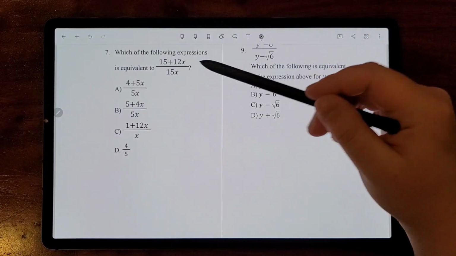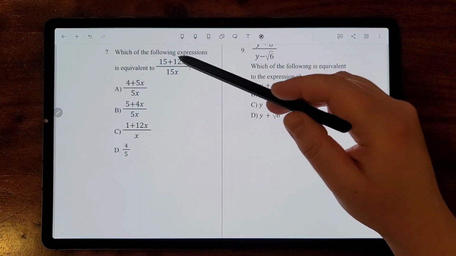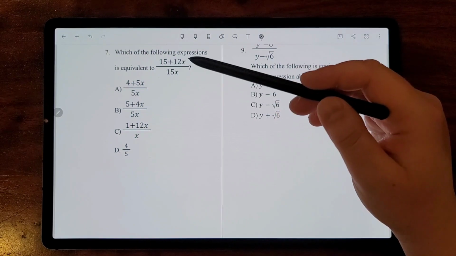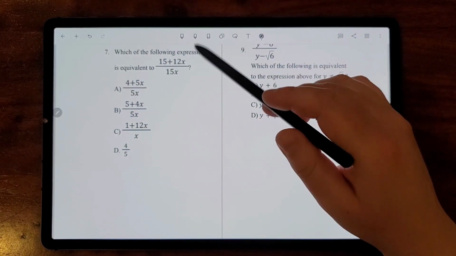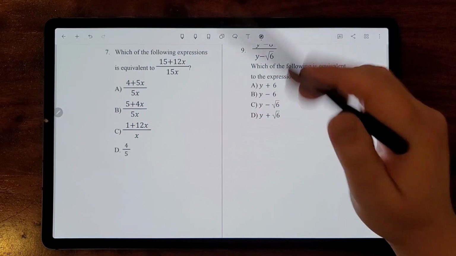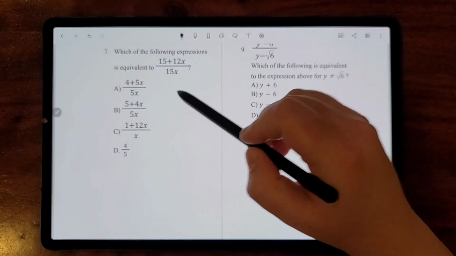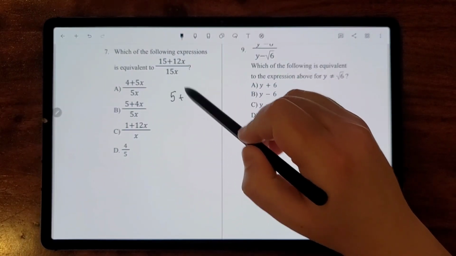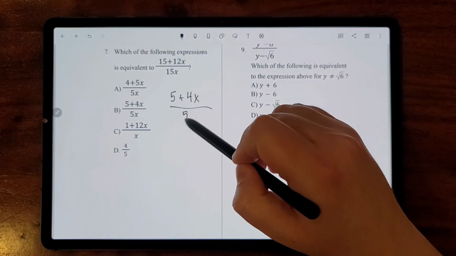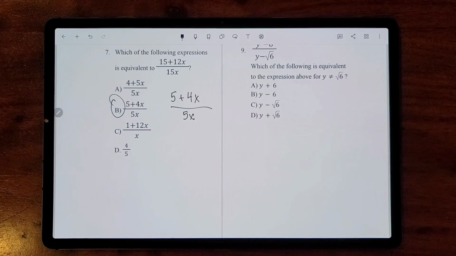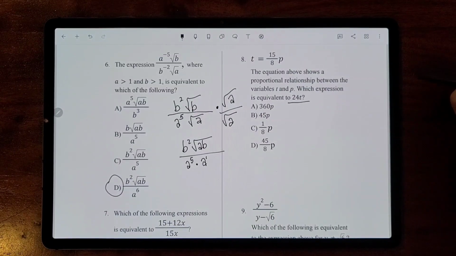Now for this next one, I'm gonna ask myself, what is the greatest common factor between all of these terms? So the greatest common factor between all of these terms is going to be 3. So I can divide the top and the bottom by 3 in order to simplify this and make an equivalent expression. So 15 divided by 3 is just 5, 12x divided by 3 is just going to be 4x, and then 15x divided by 3 is just 5x. So that's B.